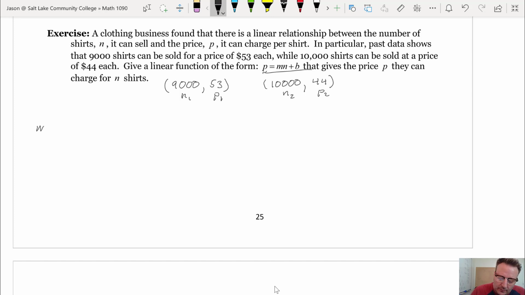And my slope is going to be the change in the output variable, which we're denoting with p, divided by the change in my input variable, which we're denoting by n. In other words, we want to do the difference here. p sub 2 minus p sub 1 over n sub 2 minus n sub 1. Okay, p sub 2 is 44. p sub 1 is 53. n sub 2 is 10,000. n sub 1 is 9,000.